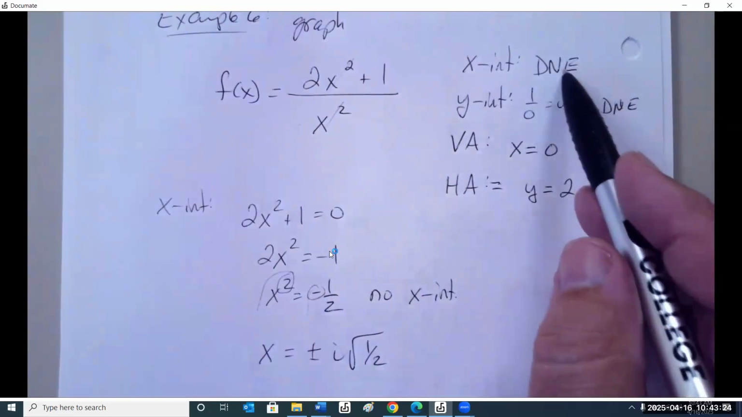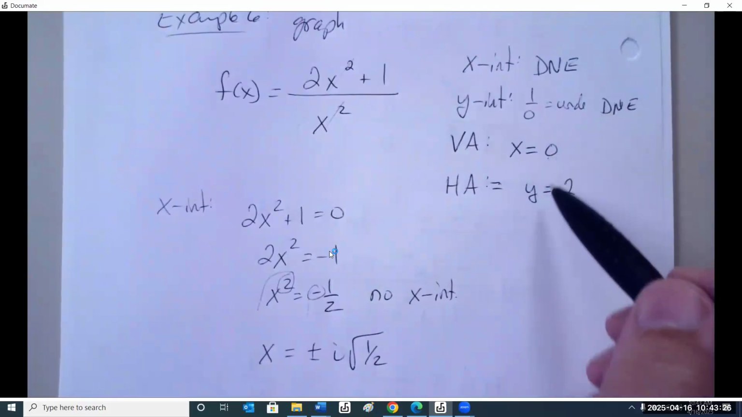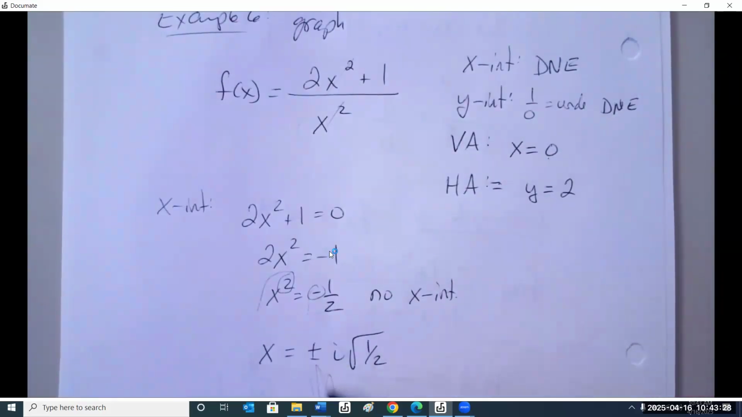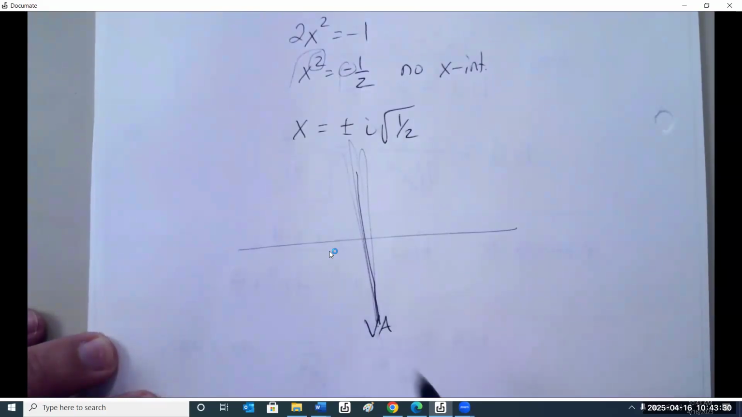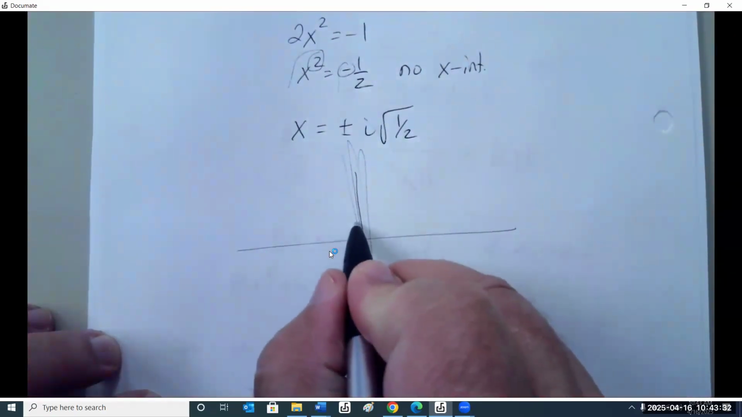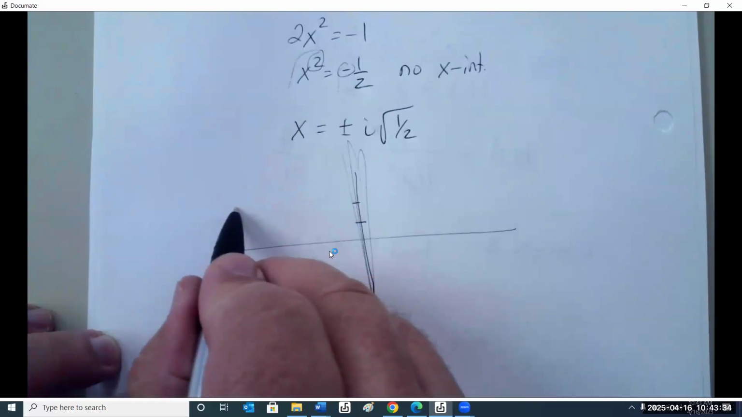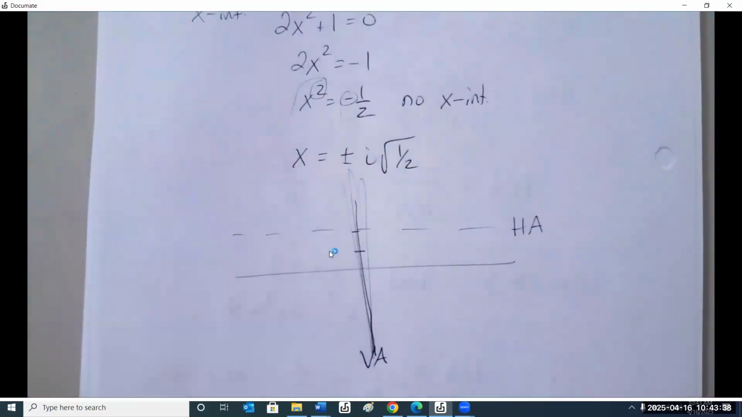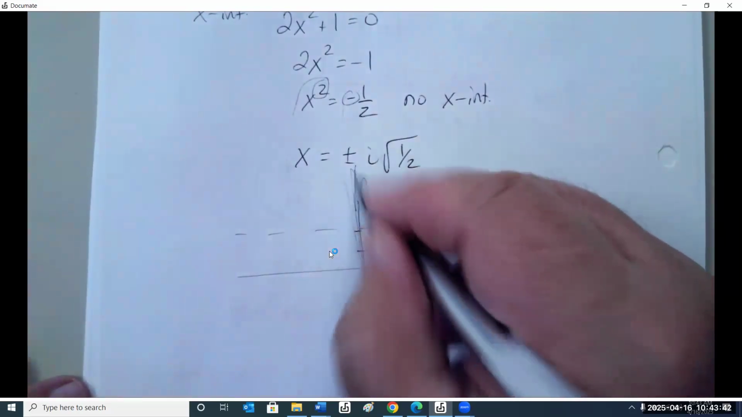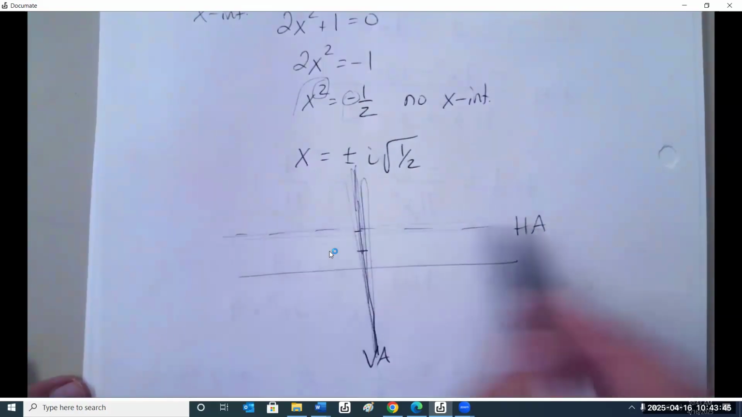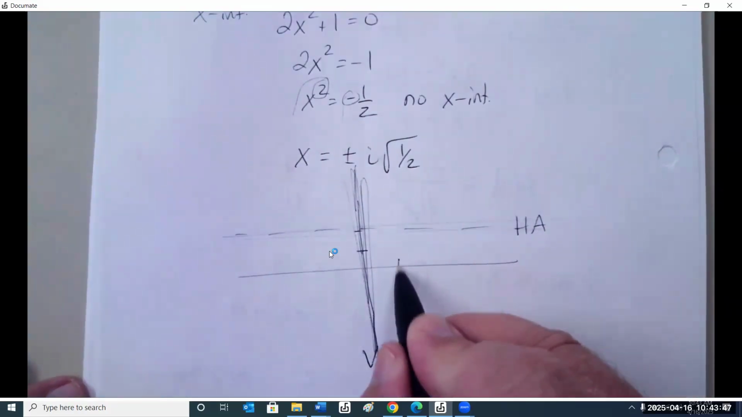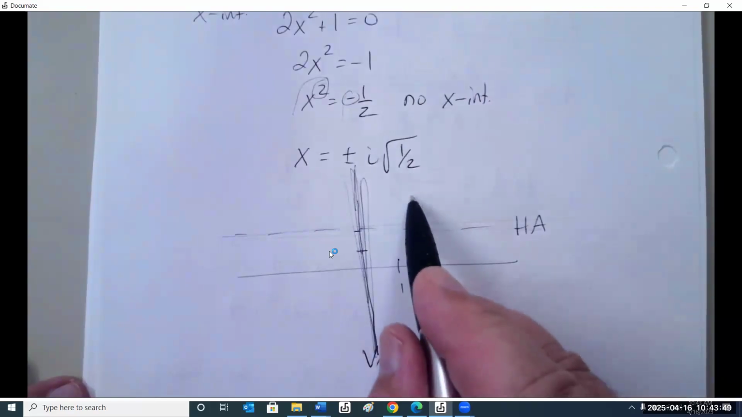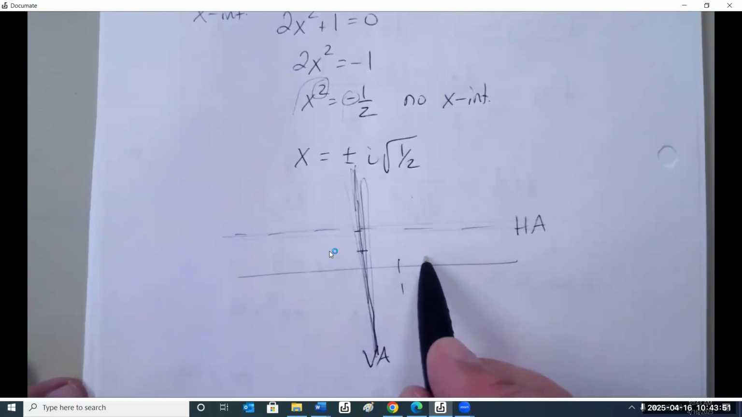So no x-intercept, no y-intercept. Vertical asymptote is the vertical line. That's the vertical asymptote. The horizontal asymptote is 2. And I know I can't cross this line. I can't cross this line. So I pick a point. It's either going to be above this line or it can't be below this line.